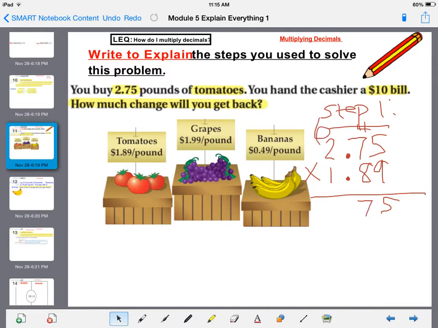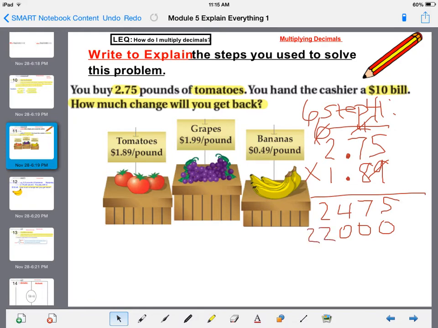9 times 2 is 18, 19, 20, 21, 22, 23, 24. I'm done with this, so I'm going to get rid of the carries, and I'm going to put my 0 to go on to the next place. So 8 times 5 is 40. 8 times 6 is 56 plus 4, 57, 58, 59, 60. 8 times 2 is 16, 17, 18, 19, 20, 21, 22.